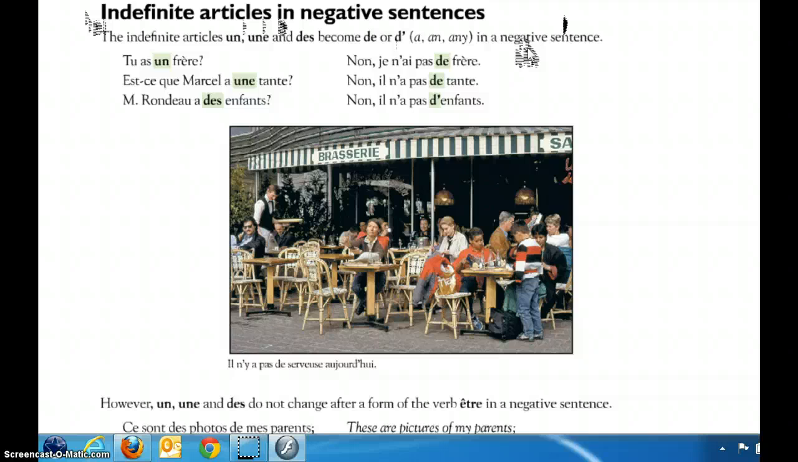De and d apostrophe have no gender, and they have no plurality. So if it's masculine, it's de or d apostrophe. If it's feminine, it's de or d apostrophe. Even if it's plural, it's de or d apostrophe.